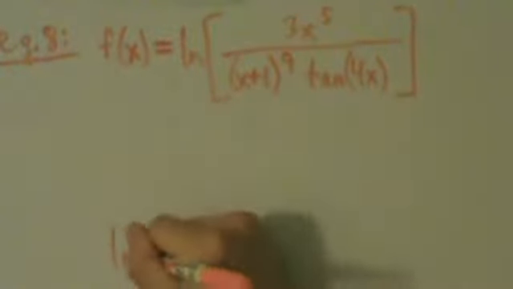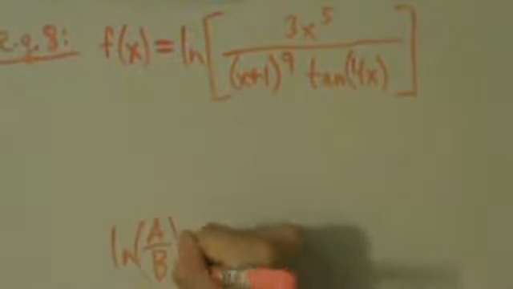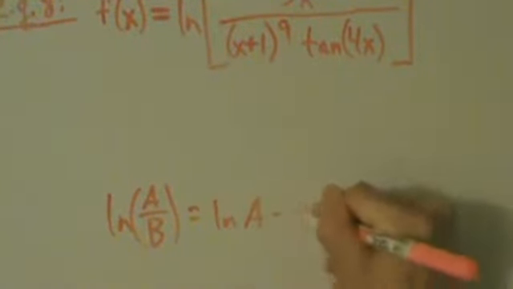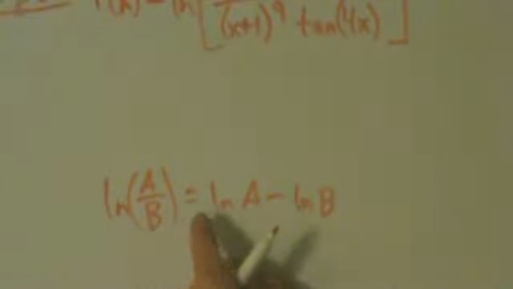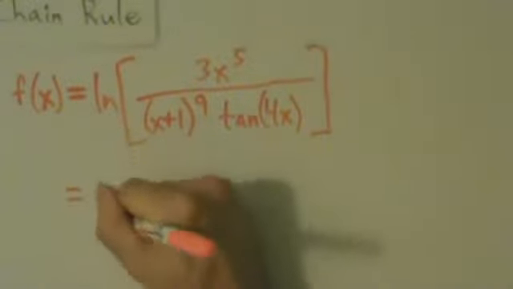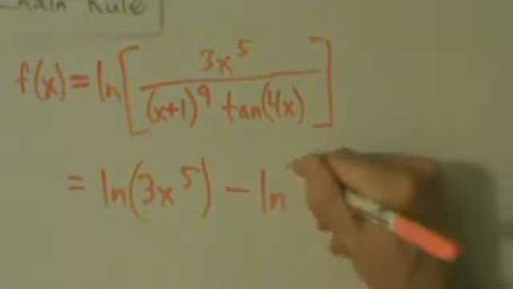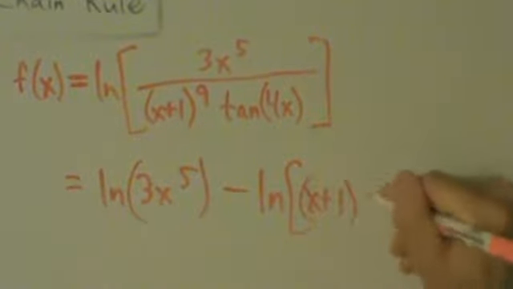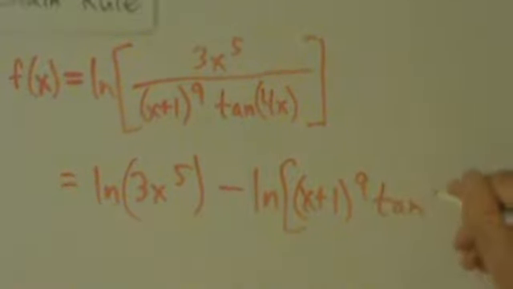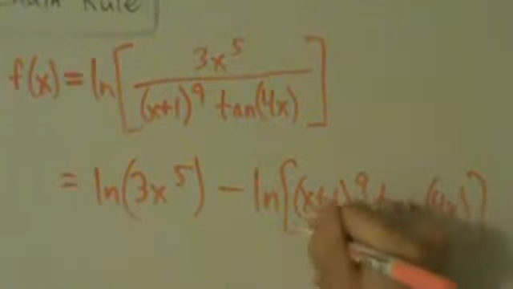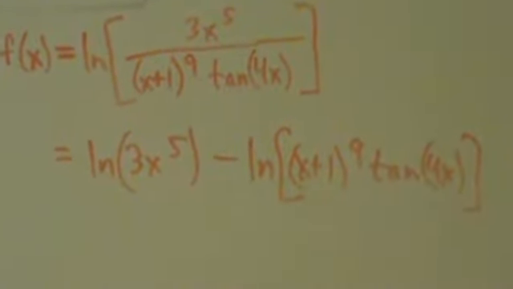Remember, one of the properties of log says natural log of a over b equals natural log of a minus natural log of b. In other words, natural log of something divided by something else equals natural log of the top minus natural log of the bottom. All right, so let's use that property. This is going to equal natural log of 3x to the 5th, put parentheses there, not really necessary, but good to have, minus natural log of the bottom, (x plus 1) to the 9th times tangent of 4x. Okay? So already this is a little bit simpler, right?